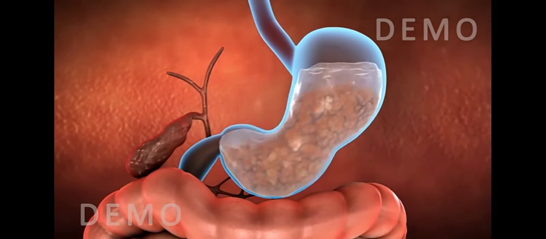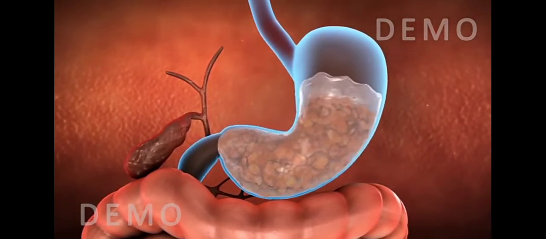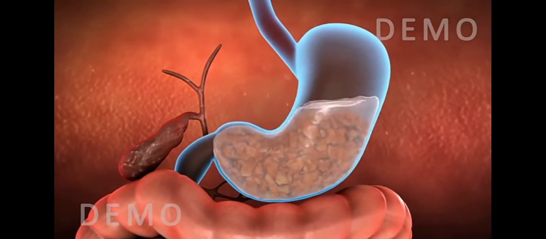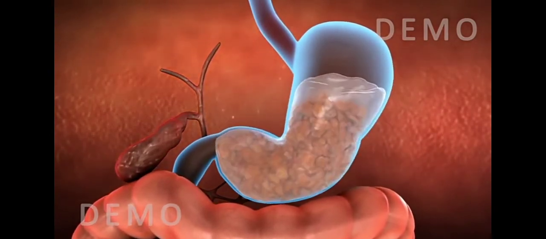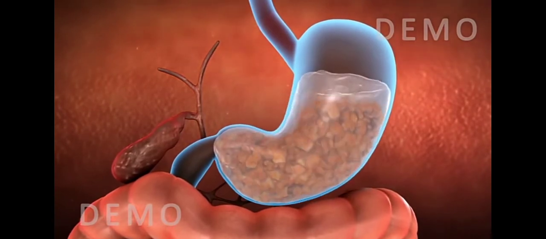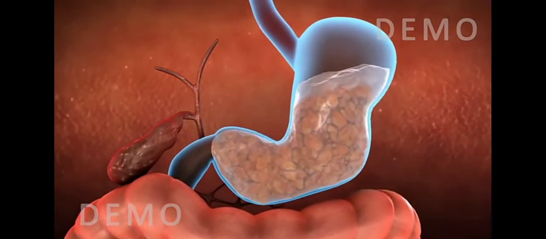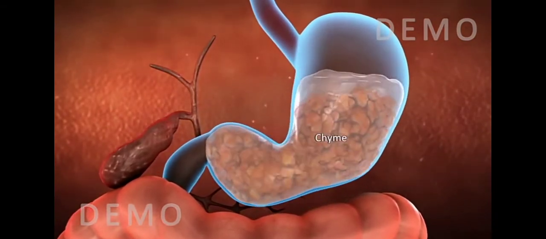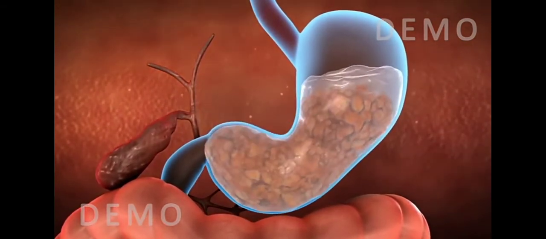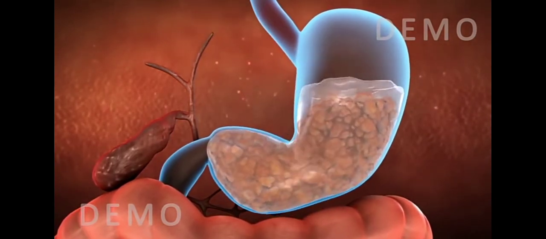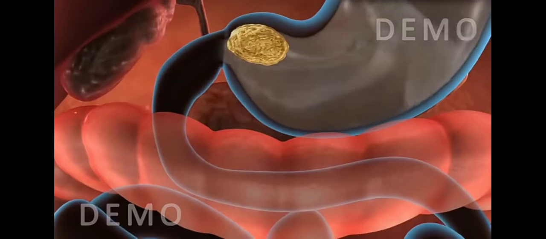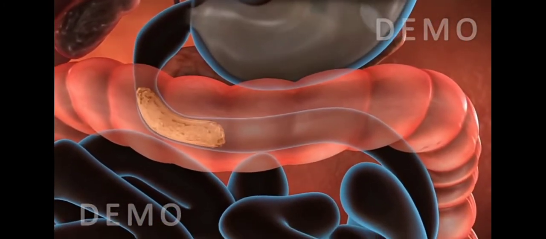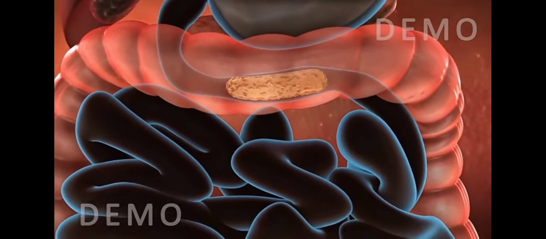Muscular contractions in the stomach churn this food mass to further break it down and mix it with secretions in the stomach to form a thick liquid. This thick liquid is called chyme. Chyme exits the stomach through peristaltic movements and enters the small intestine where most of the digestion occurs.